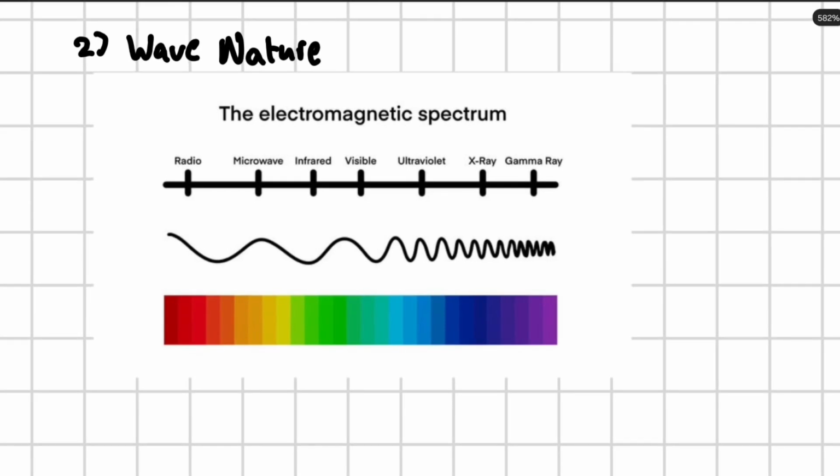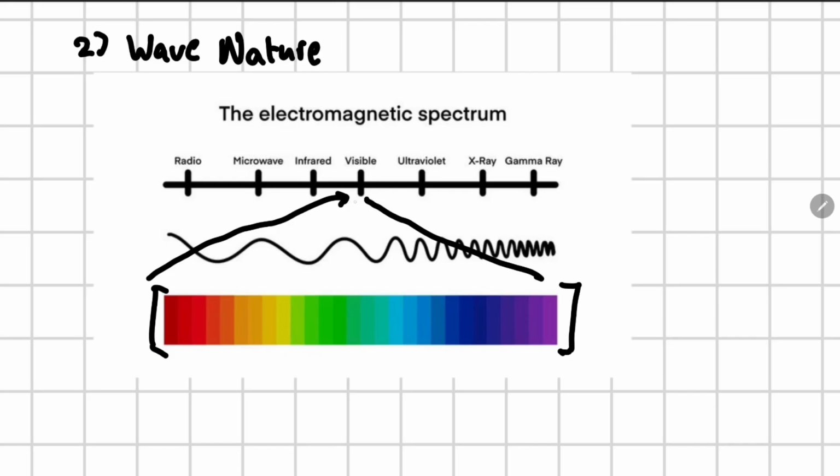Let's have a look at the electromagnetic spectrum together. When we think about the colors that we see in our daily lives, we think about these colors right here. But it turns out these colors actually are a small part of the electromagnetic spectrum. They only fall under visible light, the light that we are able to see. This type of light wave has a moderate frequency and a moderate wavelength.